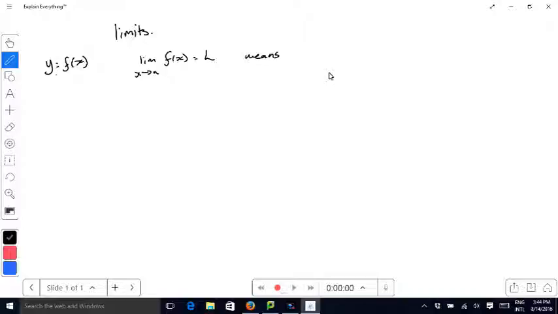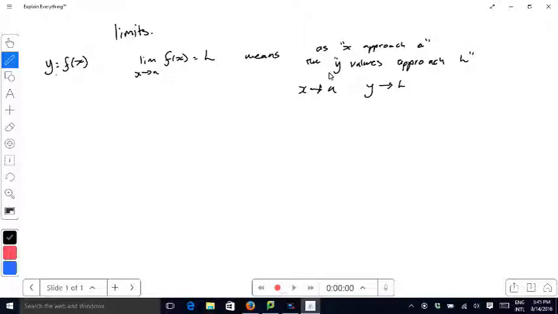means that as the x values approach the value a, the y values approach the value L. So as x approaches a, y approaches L. We can write that as x approaches a, then y approaches L.